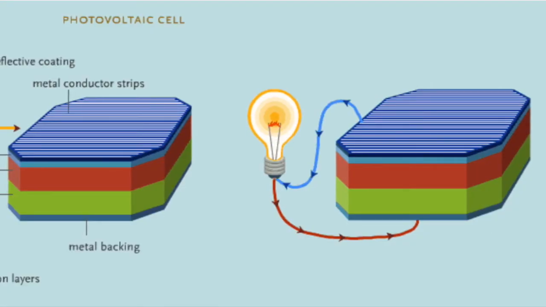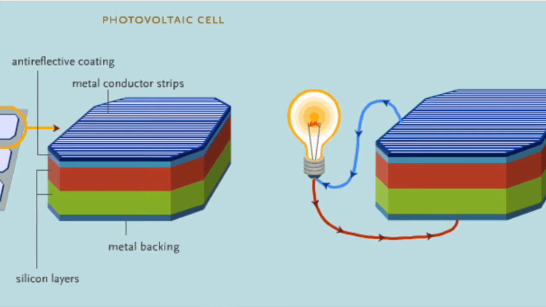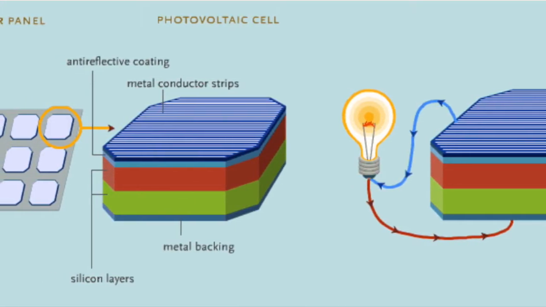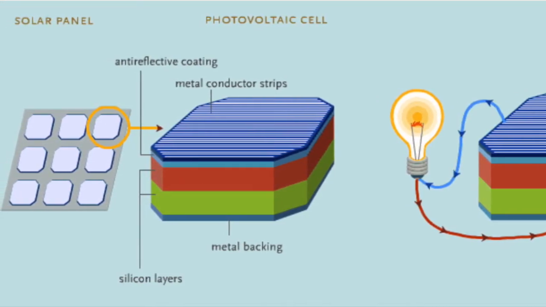A couple of other components of the cell turn these electrons into usable power. Metal conductive plates on the sides of the cell collect the electrons and transfer them to wires. At that point, the electrons can flow like any other source of electricity.